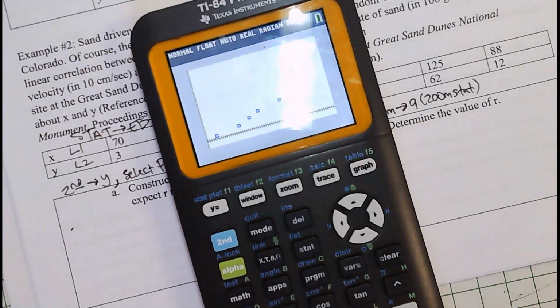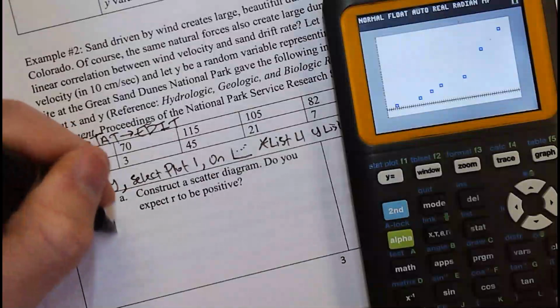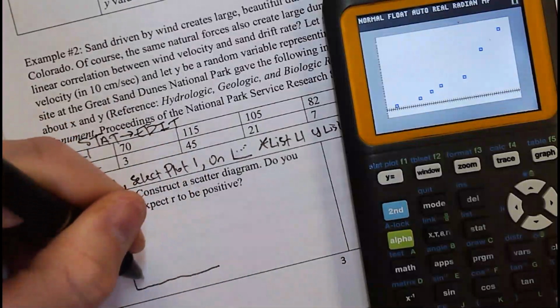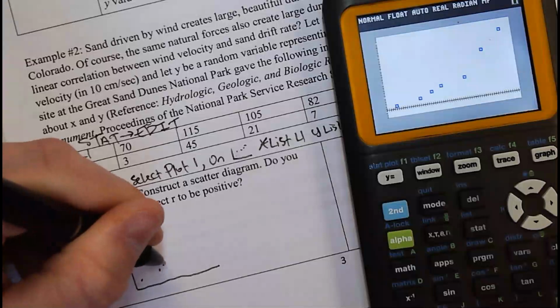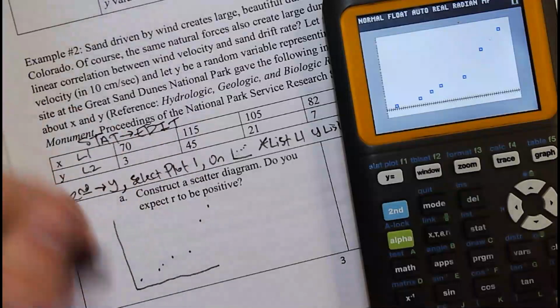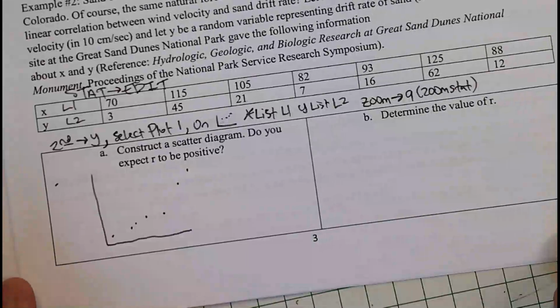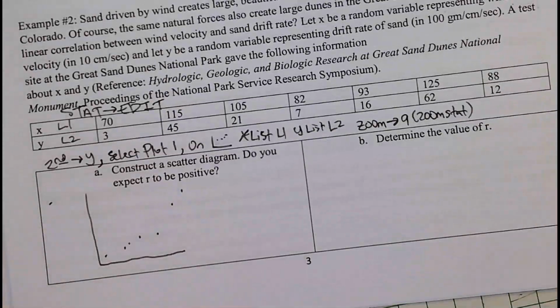I'm not going to waste my time today plotting these nicely like I did on the first one. I'm just going to sketch this graph, because what we're trying to do today is analyze and see: is there a correlation here? Is there a pattern here in the dots? What would you say?